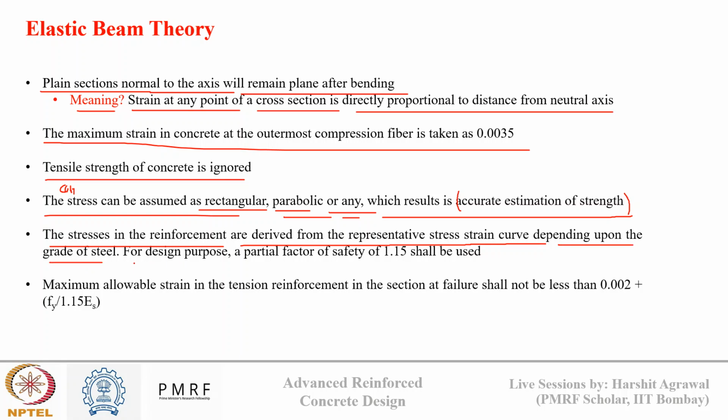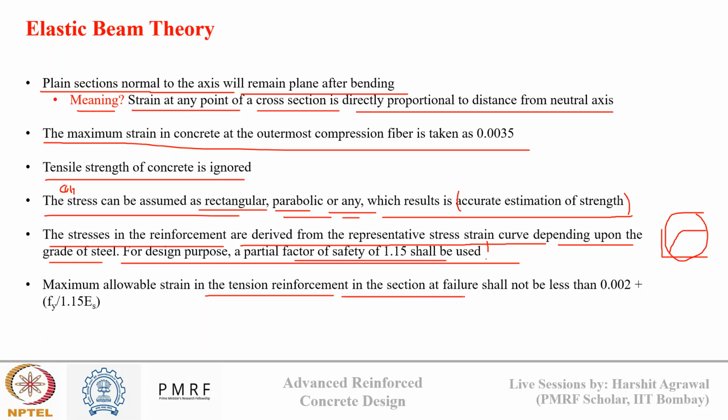Okay, so this point we'll see when we talk about IS 456. This is the stress strain profile that we get from IS 456, and the partial factor of safety that we use there. So the stress in the reinforcement we derive from this representative stress strain curve. And the maximum allowable strain in reinforcement at any section at failure should not be less than this value: 0.002 plus Fy upon 1.15 Es. These 2 points we will see when we do design using the IS code, not for today.